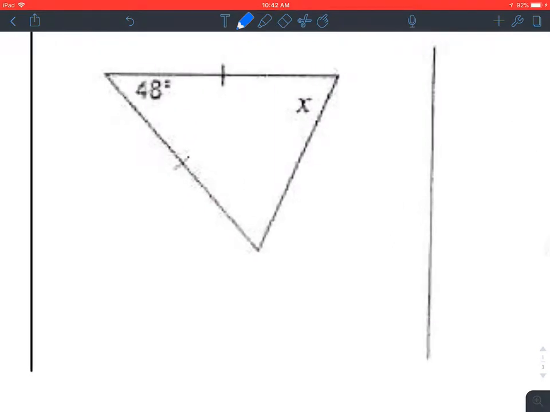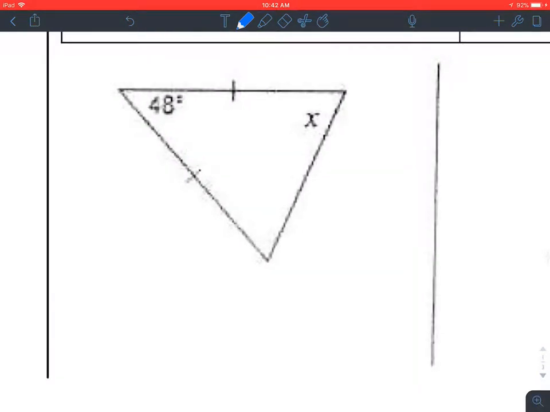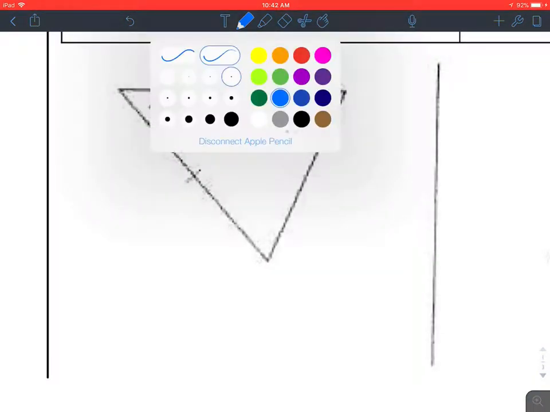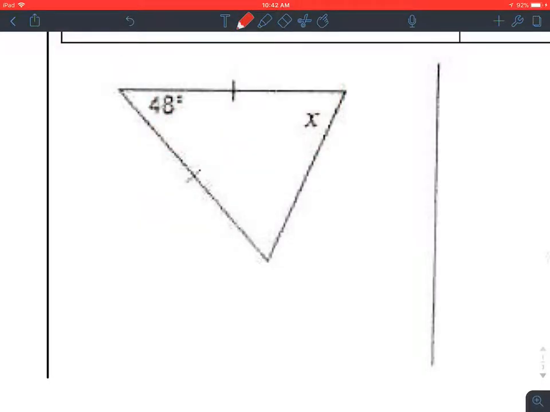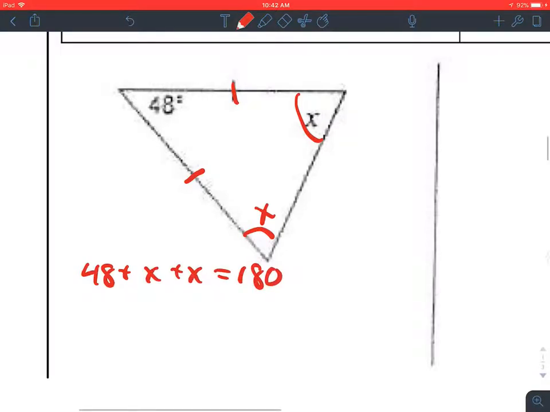Let's check out some examples. There's no directions for this. Let's assume that the directions said, find the value of x. According to the isosceles triangle theorem, since this side and this side are the same length, these base angles have to be the same. So if this base angle is x, then this one has to also be x. And then using the angle sum theorem, all the angles in a triangle sum to 180 degrees. If we combine like terms, x and x is 2x.